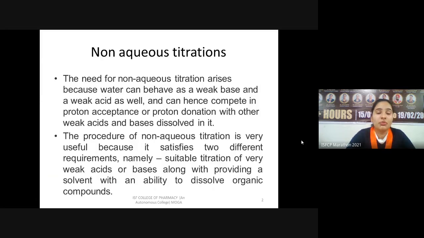With the use of non-aqueous solvents, the interactions of the proton with other weak acids and weak bases will decrease, and hence there are lesser chances of error. Secondly, the non-aqueous solvent which we are using will act as a solvent with an ability to dissolve many organic compounds, since organic compounds, because of their nature, are insoluble in water.